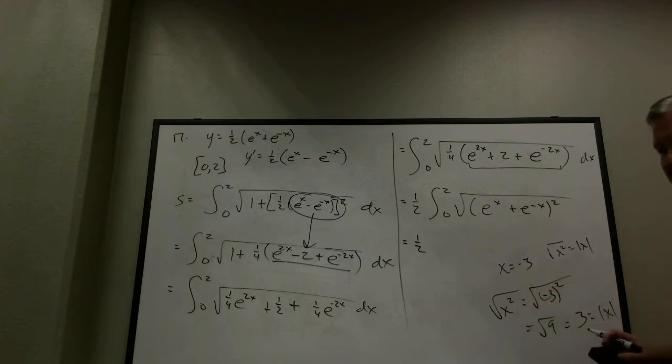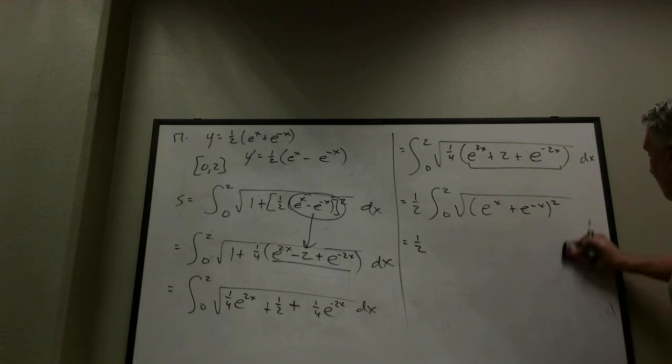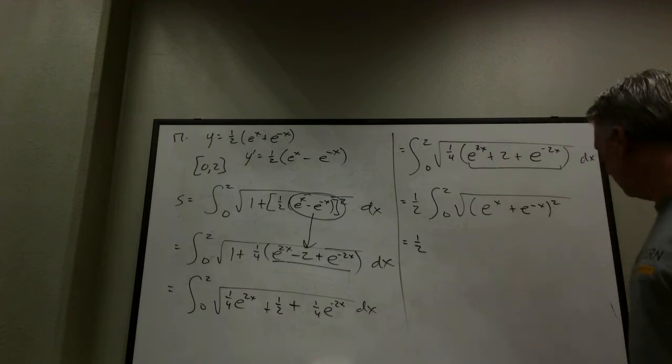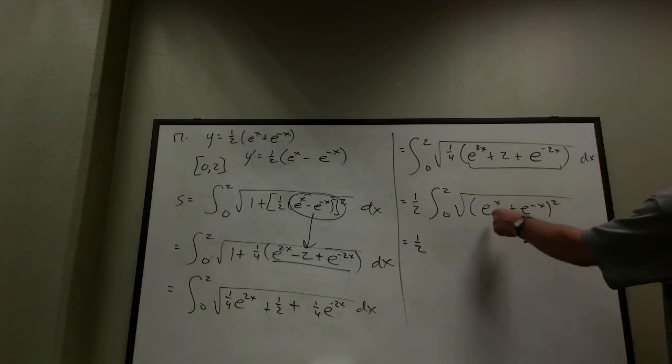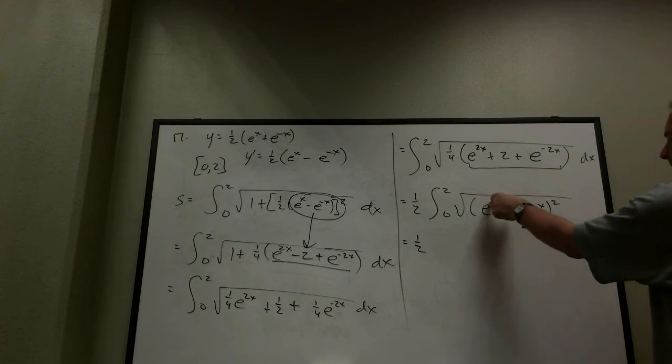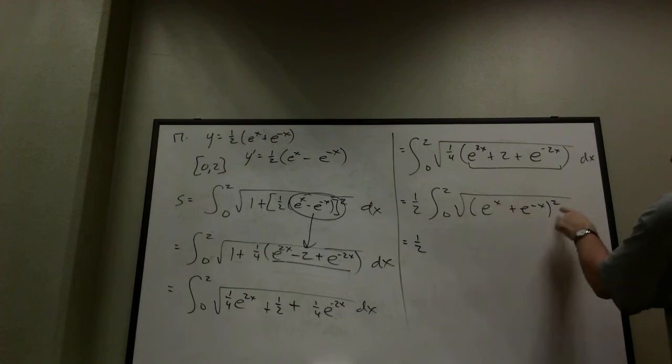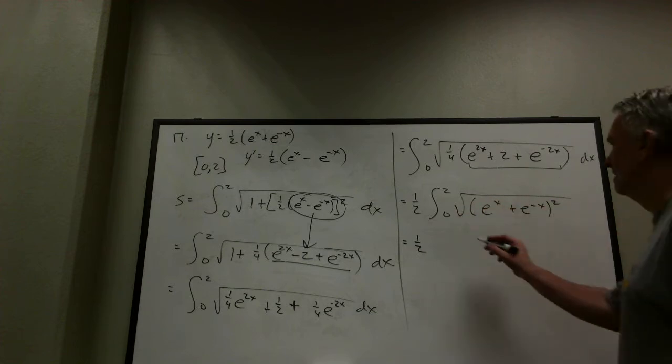So that's a fact you need to remember. The square root of x squared is absolute value of x. But if x is positive or 0, then you can drop the absolute value. And that's what's going on here. E to the x plus e to the anything is always positive. So this is a positive plus a positive, that's a positive. Okay? So the square root of that squared is going to be that.